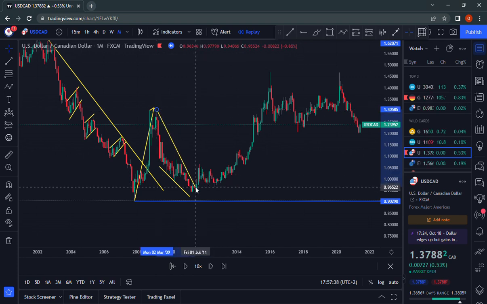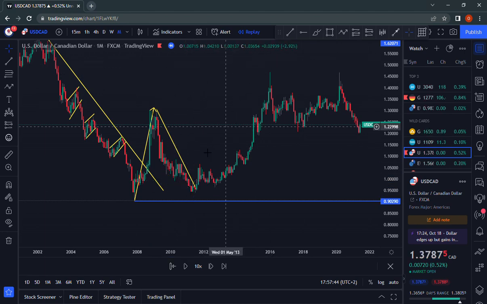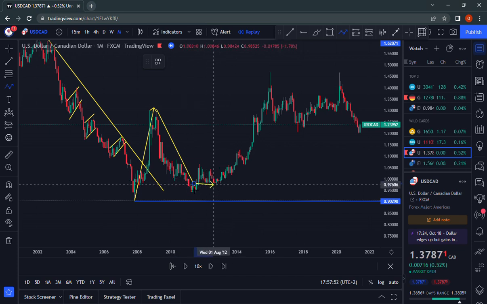This was the downtrend. I want to show you something. So inside this downtrend, when we go to the lower time frames, this is where there is a reversal.